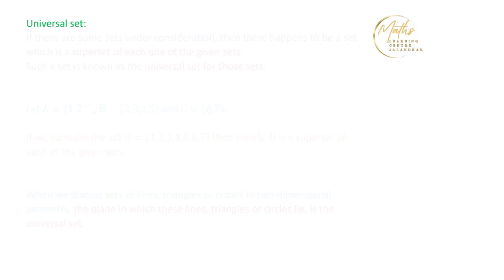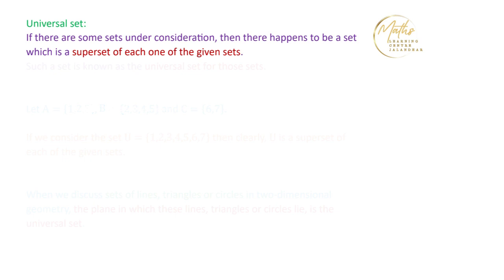Now the next term we have is the universal set. Suppose a set or a collection of sets is given, and we write another set that is a superset of all the given sets. Then that new set we have found, which is a superset of the given sets, is called the universal set.